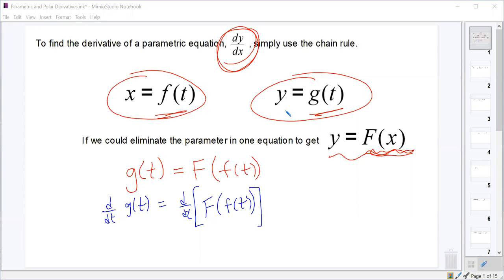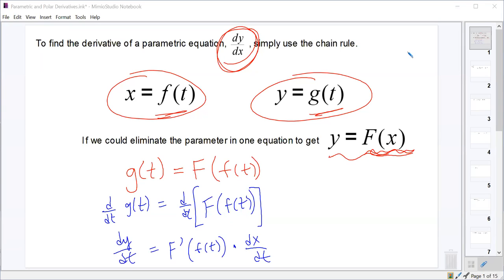Yeah, it should be, yes, thank you, Wes. Should be dy dt, right? That's just dy dt. And then if I want to take the derivative of capital F of little f of t, that should be what? It should be the derivative of capital F, right? F prime of f of t times the derivative of little f of t, which is what? That should be dx dt, and that's the chain rule right there, right? This is using the chain rule to differentiate capital F of little f of t.